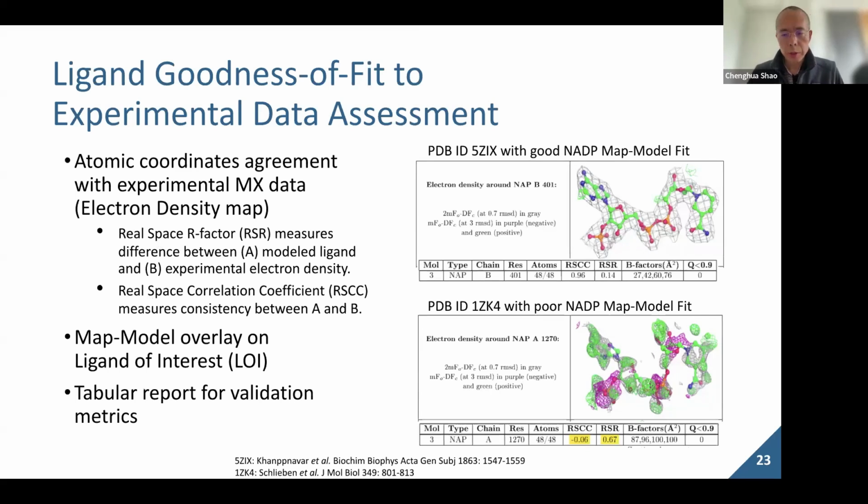In addition, for a ligand of interest, the report provides a map model overlay, which you can see in the two cases here. The one on the top shows a good fitting for the NADP molecule between the model, which is represented by the ball and stick model, and the map in the gray mesh. This one also has low RSR and high RSCC. For the other structure, you can see the mapping between the model and the green mesh is not as good, with discontinuity in the electron density, and also green and magenta bulbs, which indicate the plus and minus differences. Here, the RSR is very high and RSCC is very low, which indicates a poor fitting that should not be trusted.